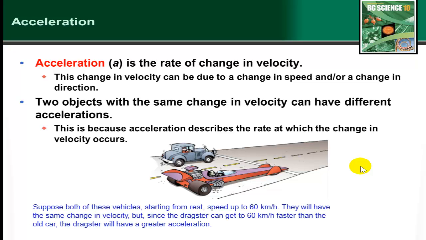Suppose both these vehicles start from rest, they both speed up to 60 kilometers per hour. If you use that lovely little formula for change in velocity, they're going to both have the same change in velocity. But since the dragster can get to 60 kilometers per hour faster than the old jalopy, the dragster has a far greater acceleration.